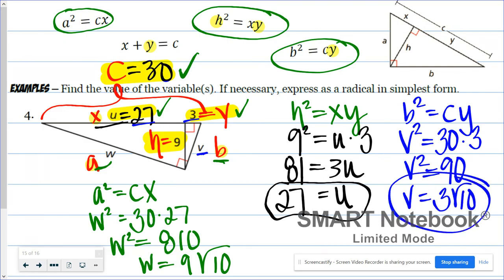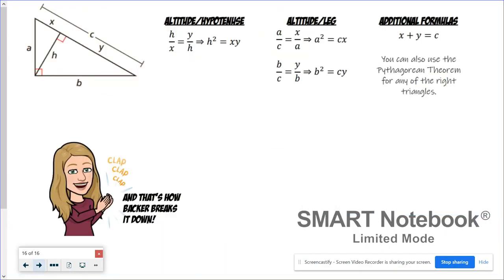Okay. So the key to finding these missing sides and segment lengths is really to label the diagram A, B, C, X, Y, H, and then just determine which of those formulas up above is the best one to start with, where you know 2 of the 3 things. So start with that one, and that's what we did. But definitely start with labeling that diagram so you can figure out which of these formulas to use.